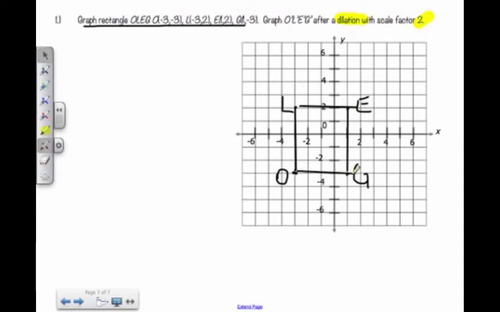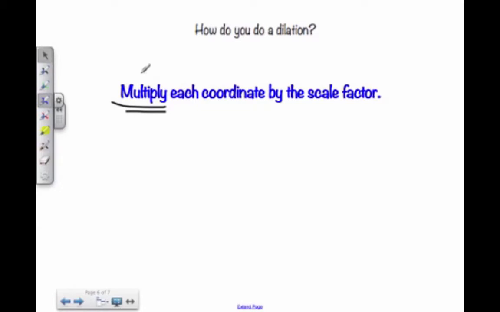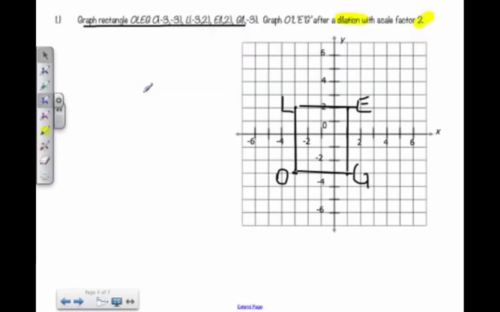All right, now here is where you need to pay close attention because this is how you do the actual dilation. Remember, to do a dilation, you are just going to multiply each coordinate by the scale factor. So if the scale factor is 2, I'm going to take each coordinate and multiply each one of them by 2. I'm going to make them twice as big, just like the pupil was twice as big as the other pupil.